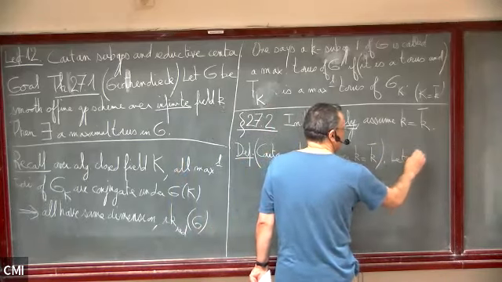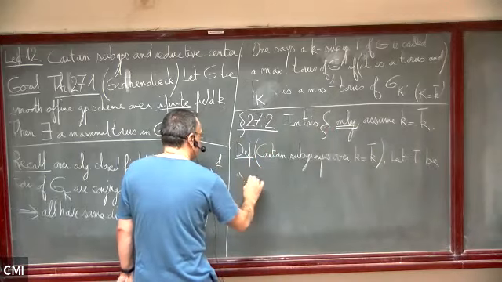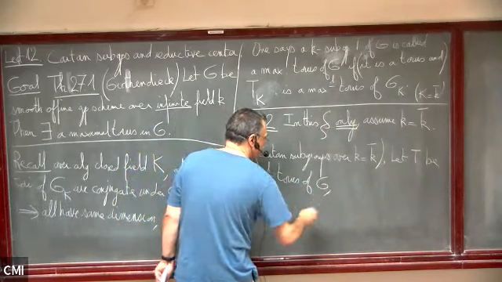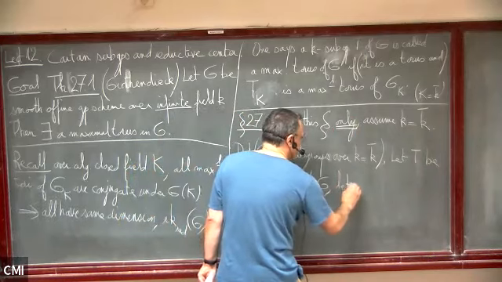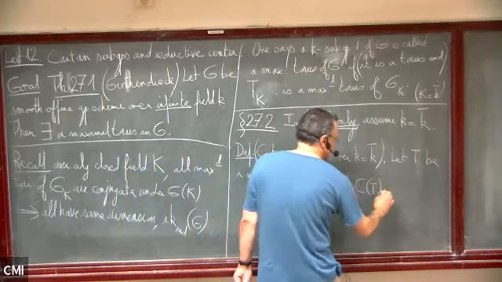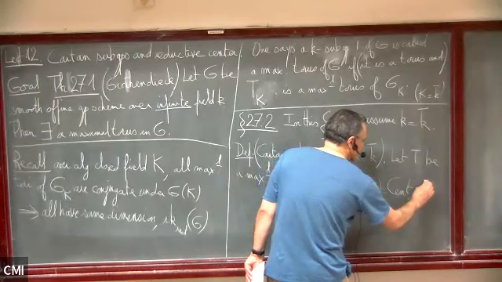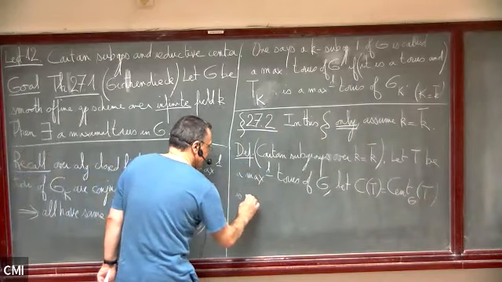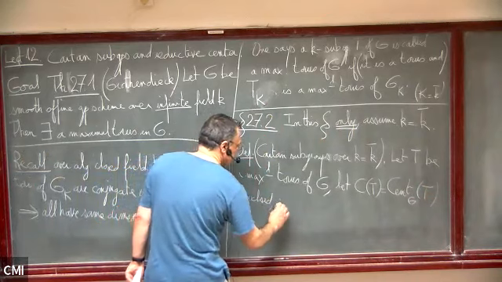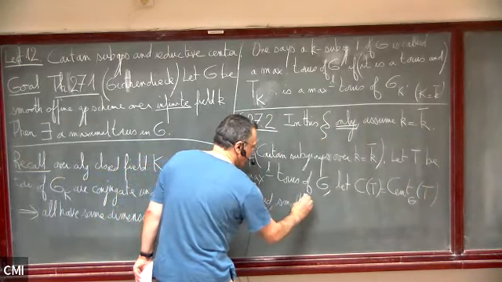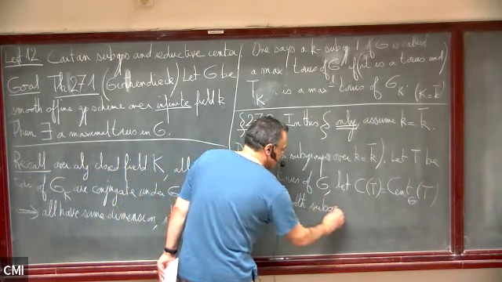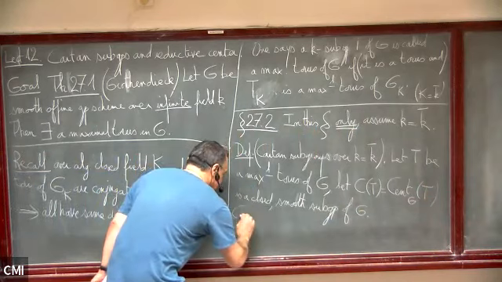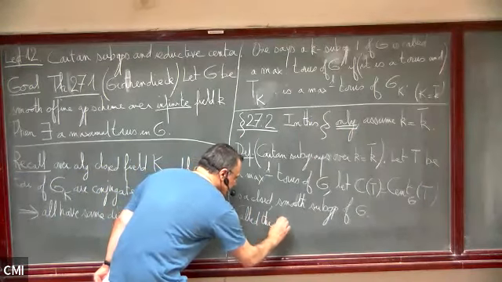So let T be a maximal torus of G, and let us denote by C(T) the centralizer in G of T, which by the previous proposition is a closed smooth subgroup of G, and it is called the Cartan subgroup.